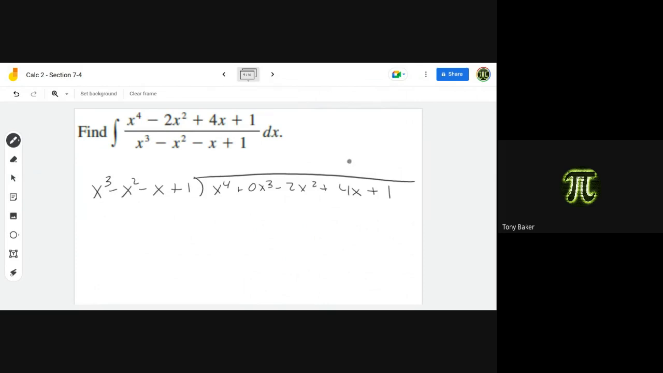So x multiplied by x to the third gives x to the fourth. Yep. Change all my signs.